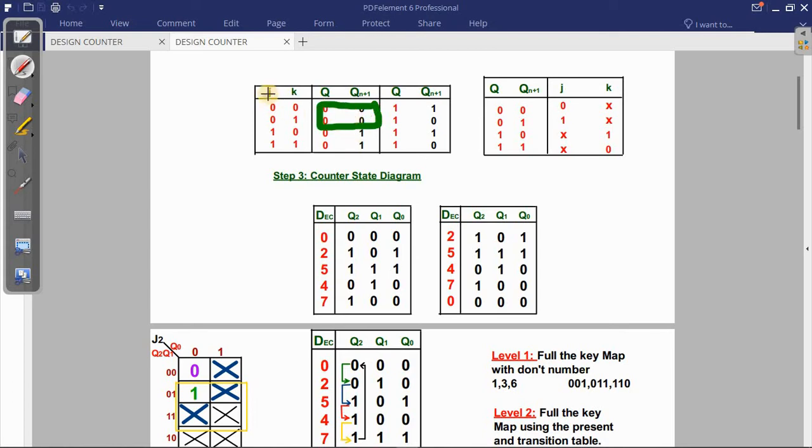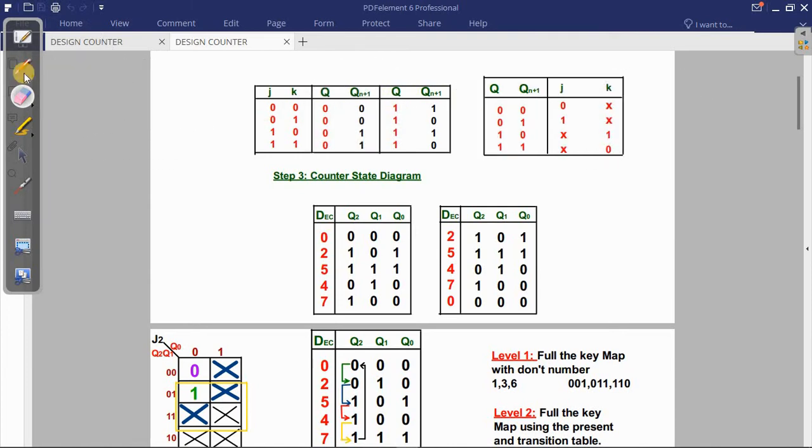So what happened? If I check, J didn't change for these two rows, from the first row to the second row, 0 0. That's why I have 0 here for J. And then K changed from 0 to 1, because this change means don't care, that's why I put don't care here.